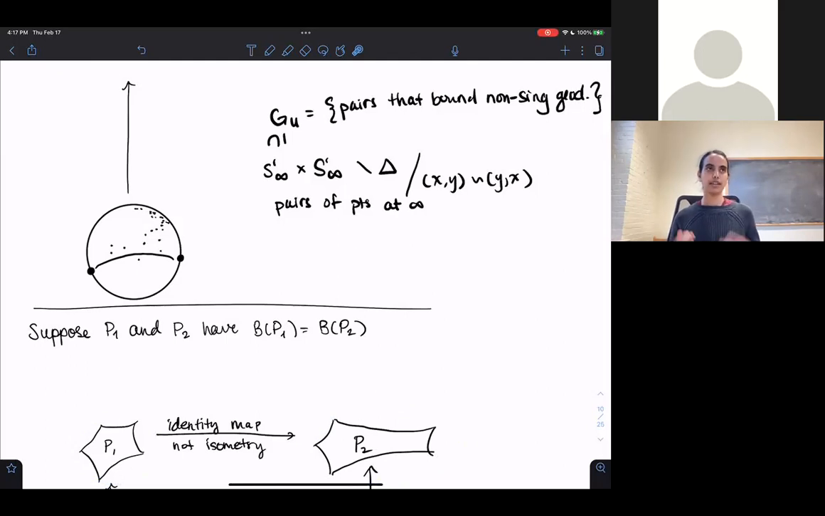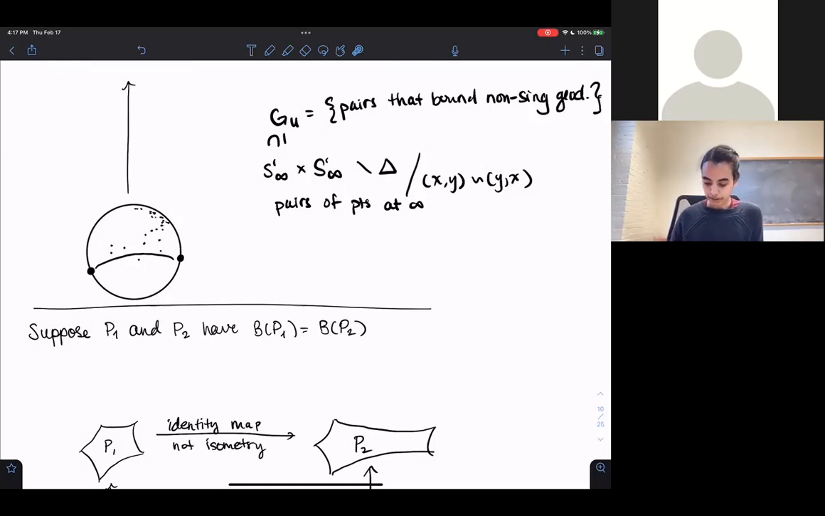Okay, and we want to think of P1 and P2 as the same topological space. It has 5 vertices, 5 edges, 1 face, but there's 2 different metrics on it. There's the metric for P1 and the metric of P2. So here I'm thinking of this as an identity map, but it's not an isometry. It's deforming the metric from the P1 metric to the P2 metric.